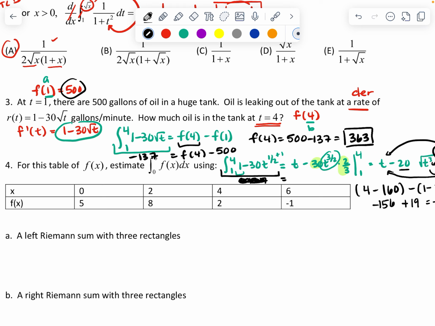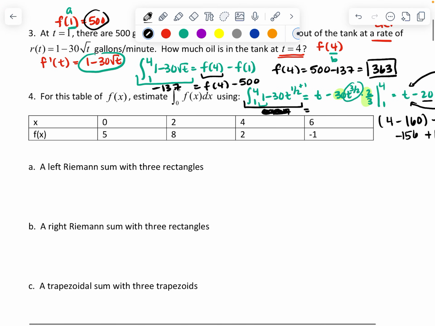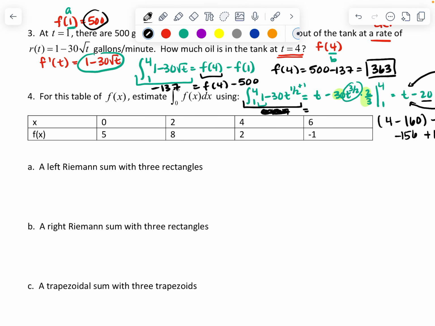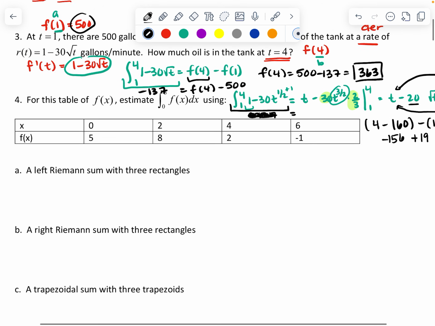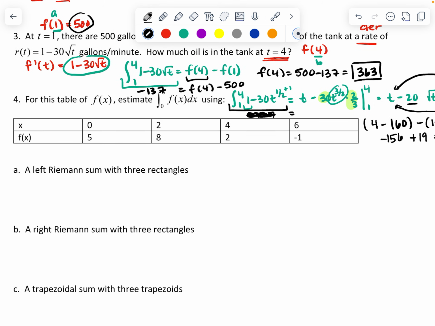Okay. All right, now let's look at number 4. Here we want to calculate a left Riemann sum from 0 to 6. So if you're doing a left Riemann sum, let's look at the intervals. My intervals are first going to be from 0 to 2, then from 2 to 4, and then lastly from 4 to 6. Okay, because I'm doing a left Riemann sum, I want to highlight all the left values.